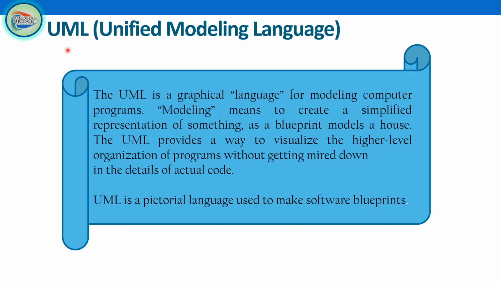UML, Unified Modeling Language. The UML is a graphical language for modeling computer programs. Modeling means to create a simplified representation of something, as a blueprint models a house. UML provides a way to visualize the high-level organization of your programs without getting bogged down in the details of actual code. UML is a pictorial language used to make software blueprints in a nutshell.